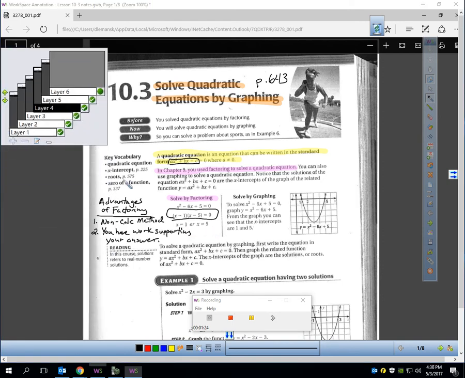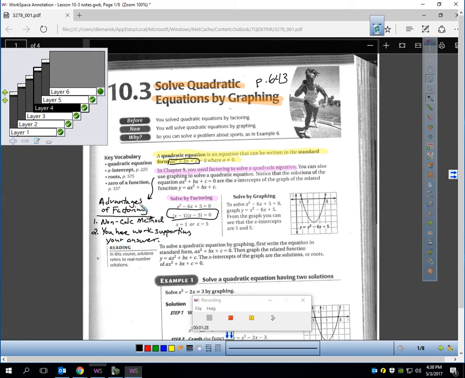Now when you factor, we don't want to forget factoring, and I told you that for the following reasons. There are some advantages to factoring. First, it's a method that you can use without a calculator. Like I can factor without a calculator. All right, I do have to have some mental math, but I can do this without a calculator.